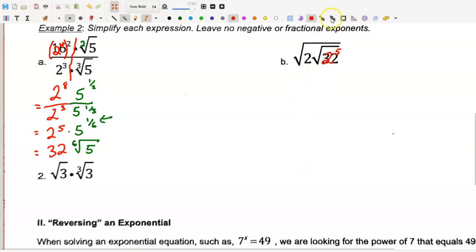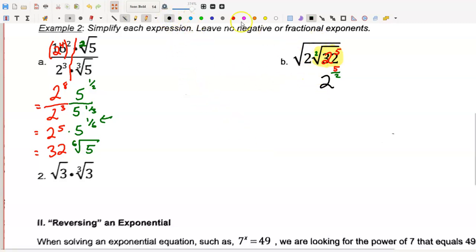So we have, once again, like over here, the square root is a root of 2. So this whole part I can rewrite as a fractional exponent. That'll be 2 as the base. We have the 5 on top, and the 2 for the square root on the bottom. So the square root of 32 is the same as 2 to the 5 over 2 power.